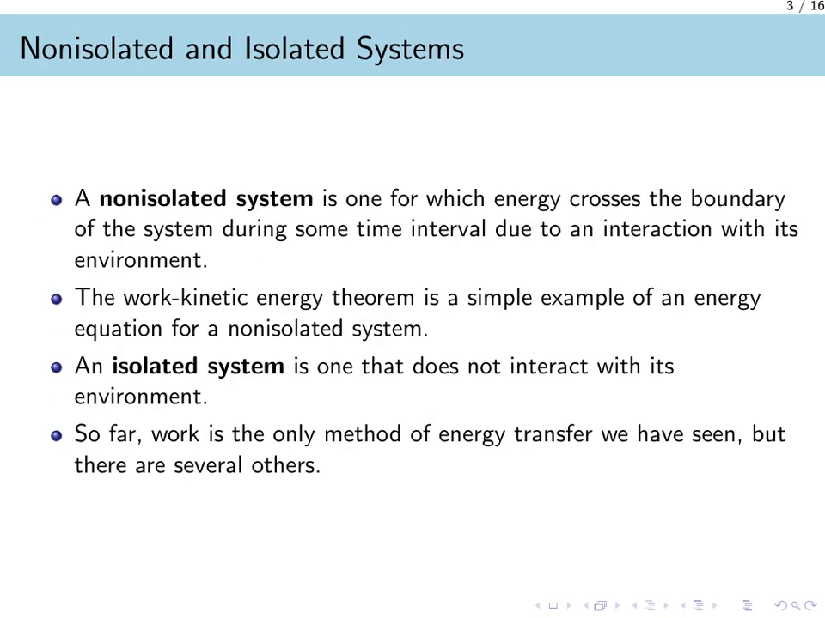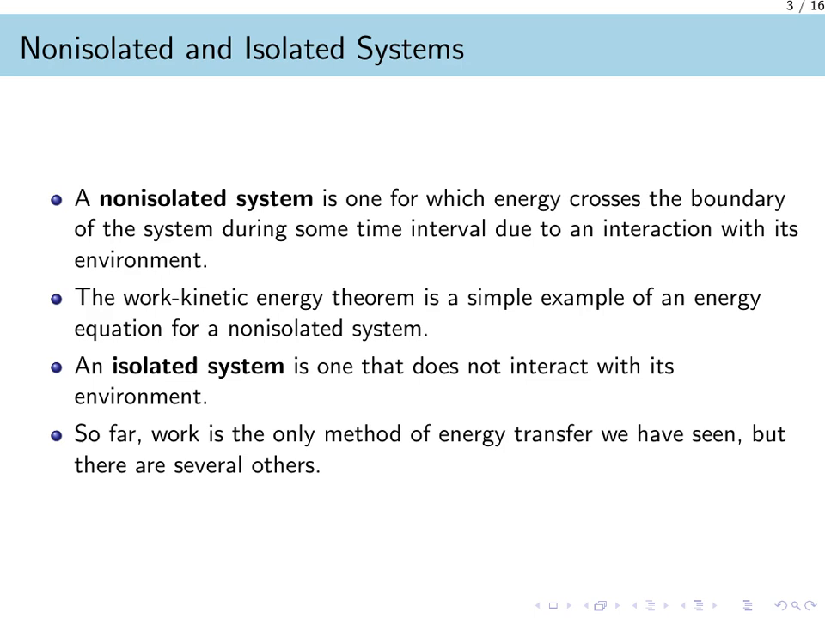This slide introduces the fundamental distinction between non-isolated and isolated systems, which is essential for tracking energy. A non-isolated system is one where energy can cross its boundary, meaning it interacts with its environment. In contrast, an isolated system is defined as one that does not interact or exchange energy with its environment at all.